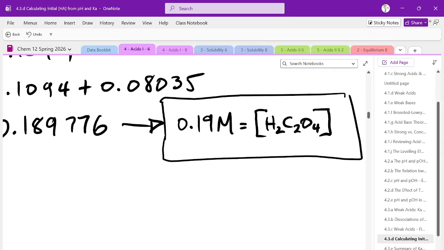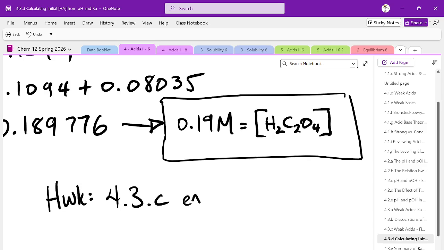So for homework, you guys are going to do 4.3c. Exercises. Yes.